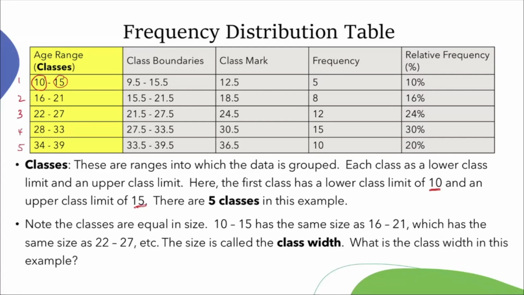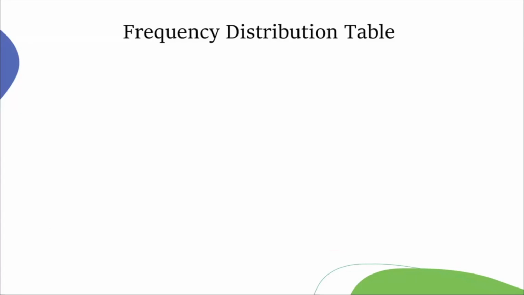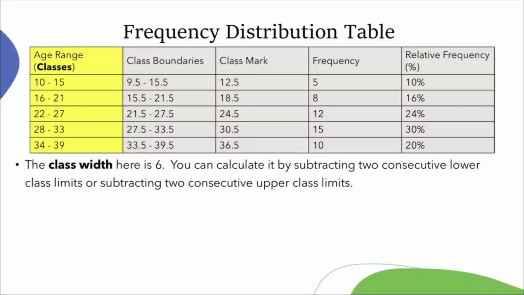The classes are all equal in size. 10 to 15 has the same size as 16 to 21, which has the same size as 22 to 27. The size in a frequency distribution table is called the class width. What is the class width in this example? If we look at 10 to 15 and 16 to 21 and 22 to 27, many students are tempted to say that the class width is 5 because they take the difference. But it turns out that the class width here is actually 6.